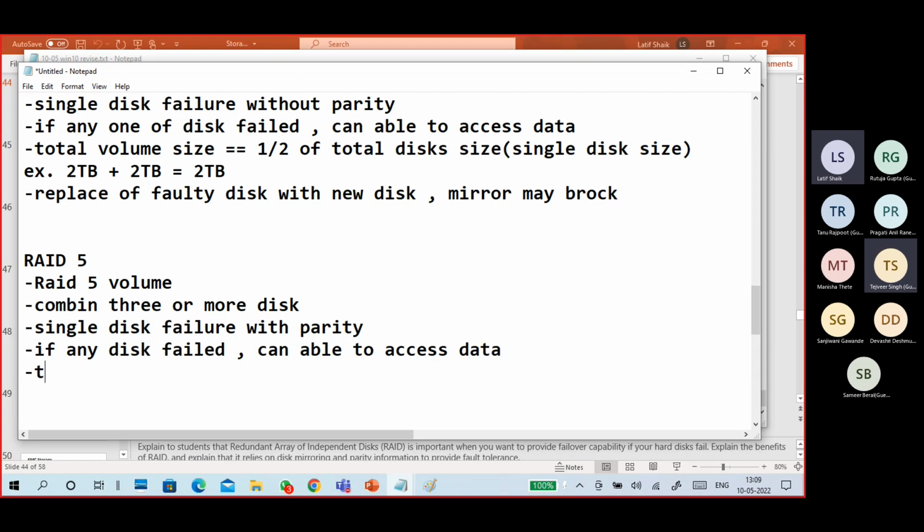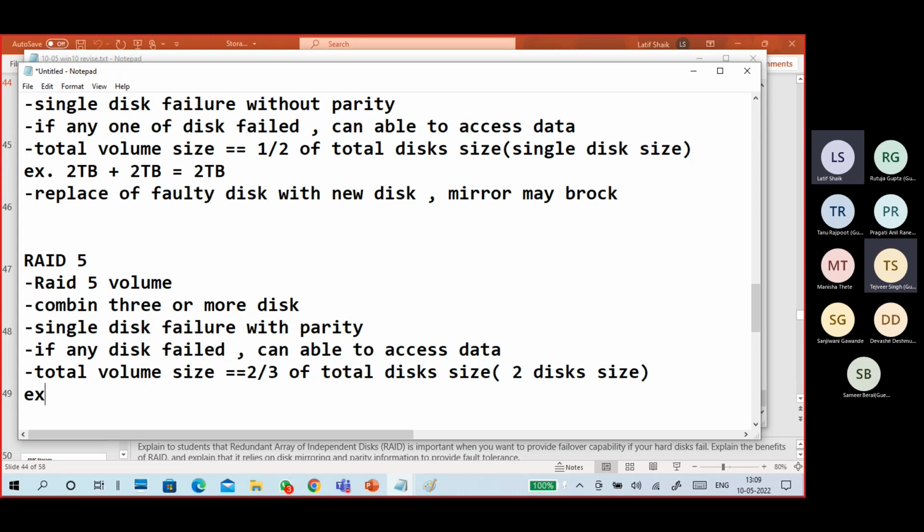That is important. Next, total volume size is equal to 2/3 of the total disk size. Total volume size means 2 disks' size you will get. Example: 2 terabyte plus 2 terabyte plus 2 terabyte gives 4 terabyte.